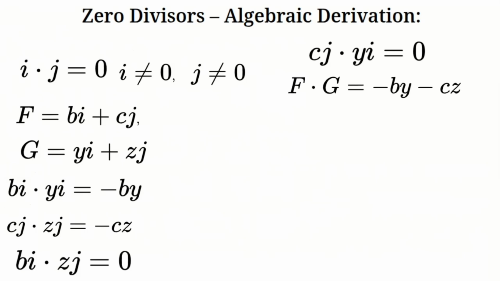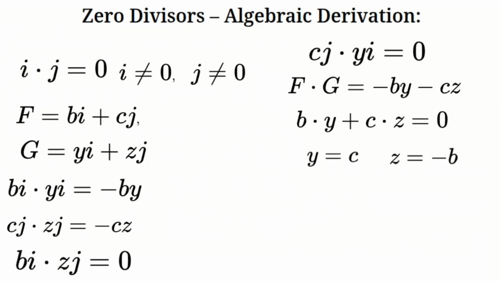We want this product to equal 0. That gives the equation b times y plus c times z equals 0. That's a linear equation with many solutions. For example, if y equals c and z equals negative b. That means plenty of pairs f and g exist that are non-zero but multiply to 0. That's the definition of a zero divisor. Now here's a contradiction. Suppose i had an inverse, call it i inverse, then multiply both sides of ij equals 0 by i inverse. That gives j equals 0. Contradiction. So i has no inverse. Same for j, and anything involving them could easily be a zero divisor.